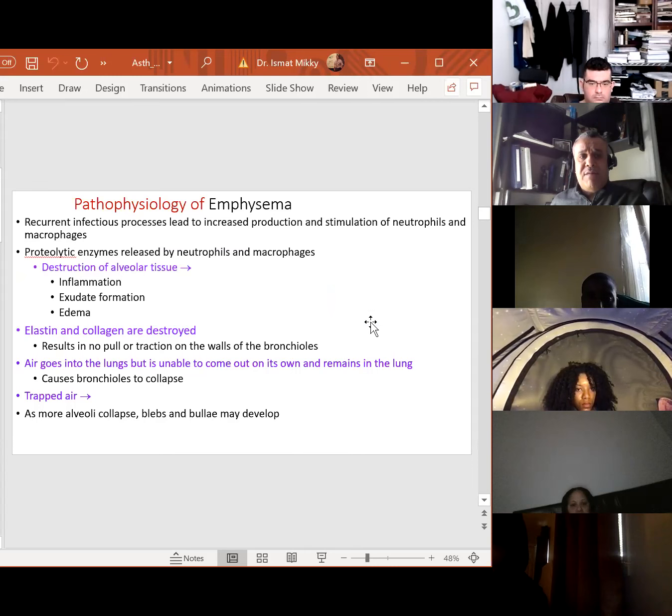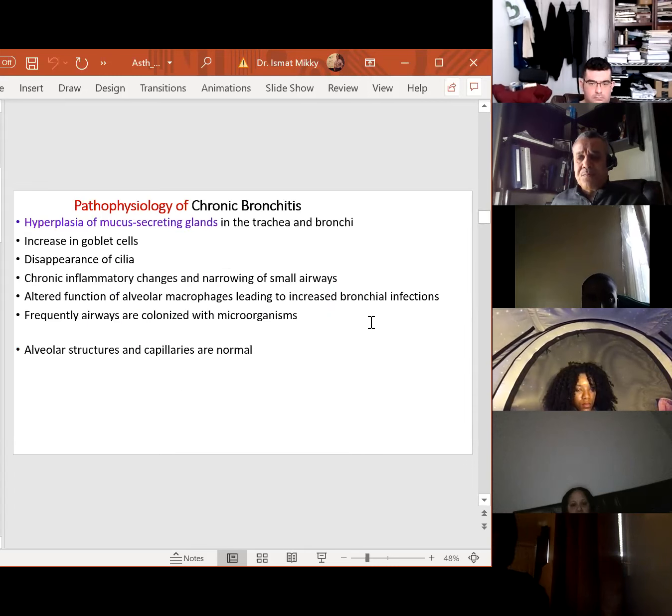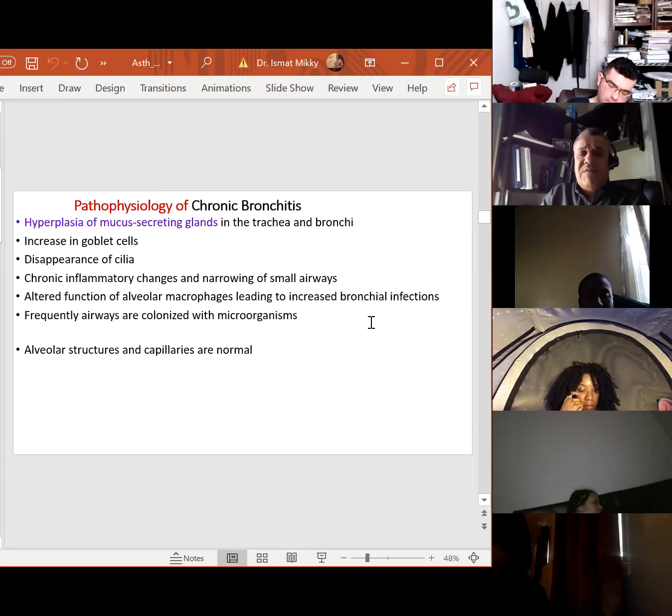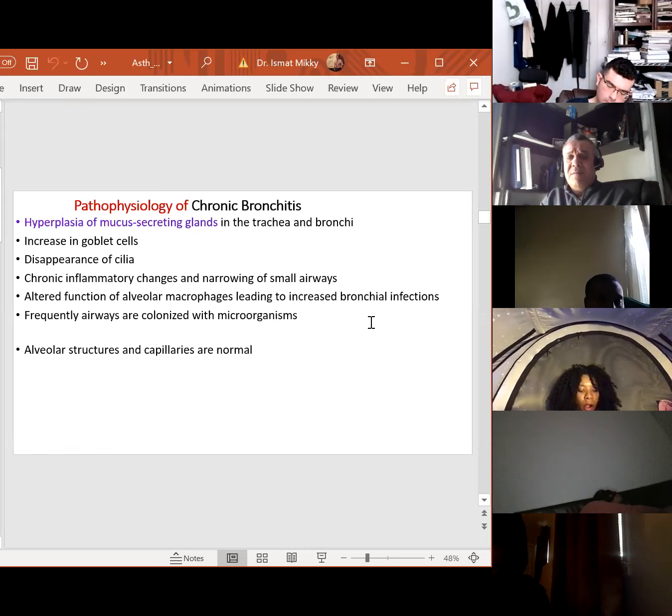So those are the pathophysiology of emphysema. Chronic bronchitis: what identifies or differentiates chronic bronchitis from emphysema is that patients with chronic bronchitis have a copious amount of thick secretions. That would be one of the manifestations that may differentiate chronic bronchitis from emphysema.